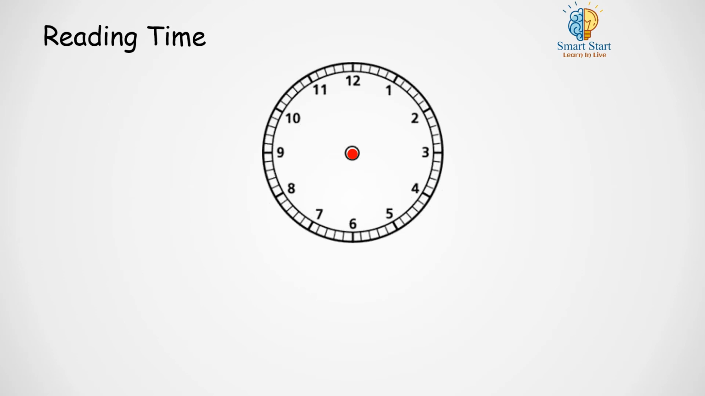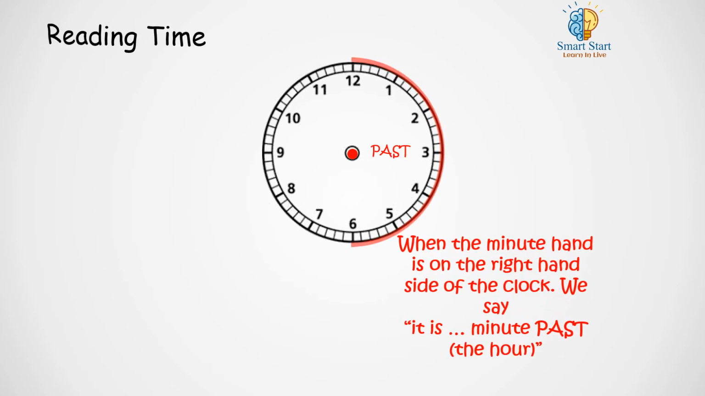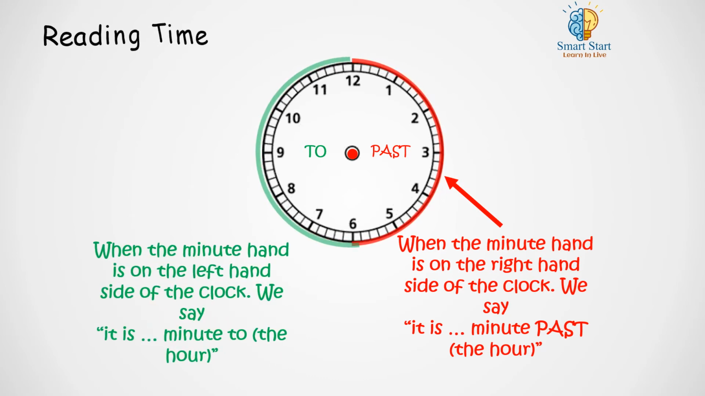When the minute hand is between 12 and 6, that is on the right hand side of the clock, we say the time as so many minutes past the hour. When the minute hand is between 6 and 12, that is on the left hand side of the clock, then we say so many minutes to the hour.